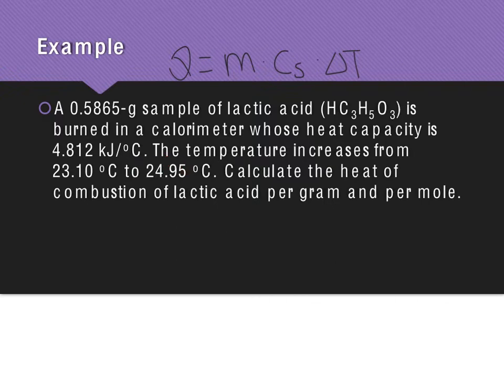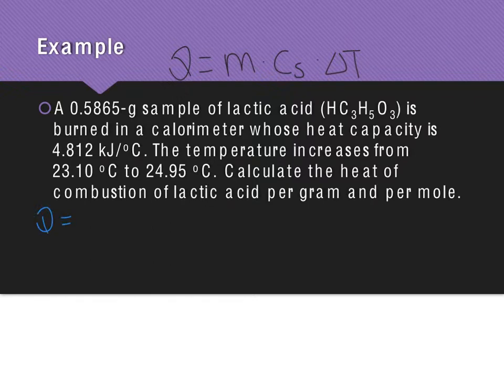Then what we can do is assume that if that many joules were released, then we can figure out how many joules came per gram, and also, using the molar mass, how many came per mole. So again, a little bit different, but basically the hard version of what you're going to be seeing. So first off, we've got to figure out our joules.